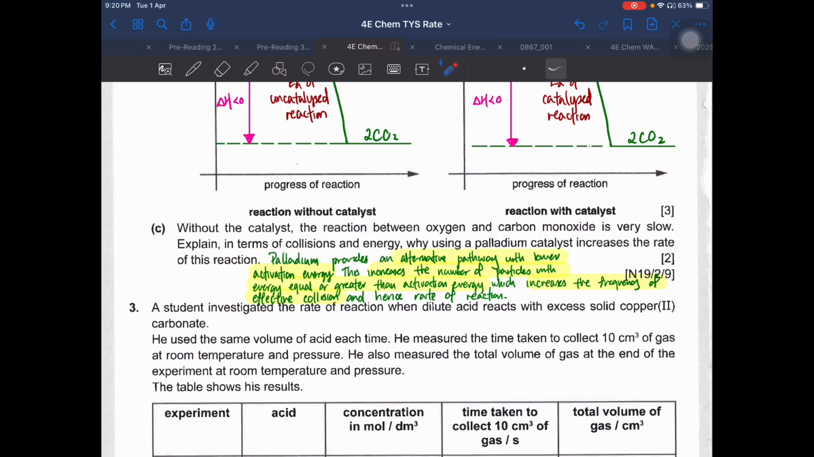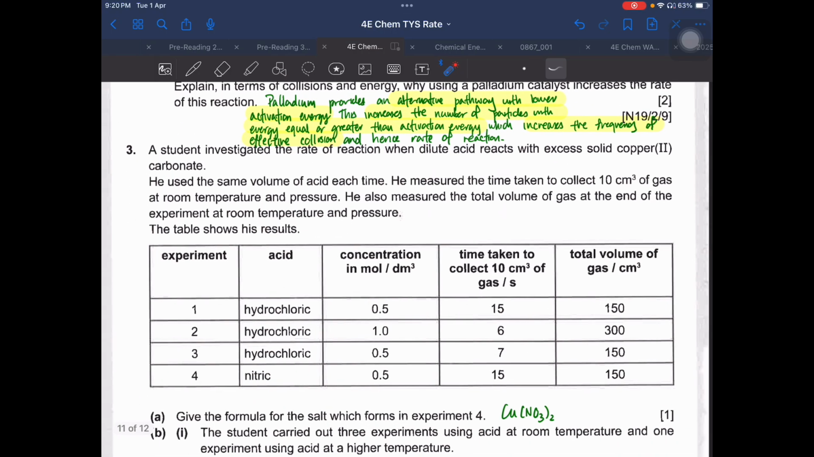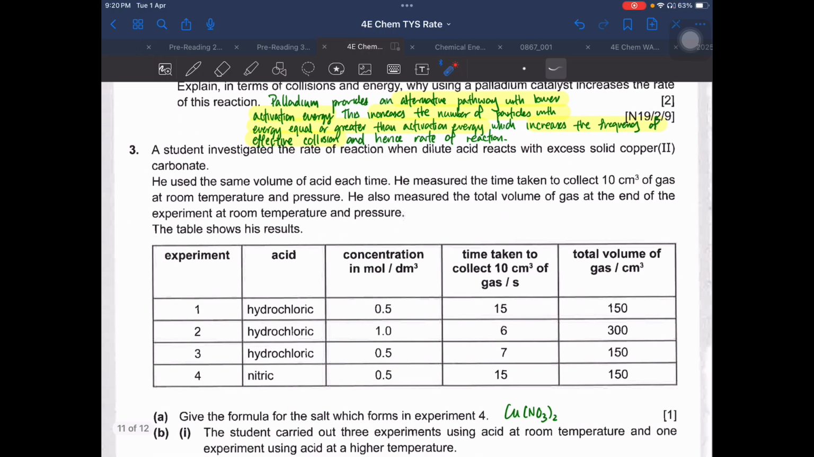Then move on to the last question over here. In this last question, you'll notice that the reaction is between copper(II) carbonate and dilute acid. So we know that the reaction is copper(II) carbonate plus, in this case, experiment 4. If you focus on experiment 4 only, it's copper(II) carbonate plus nitric acid. This should form copper(II) nitrate, carbon dioxide and water.